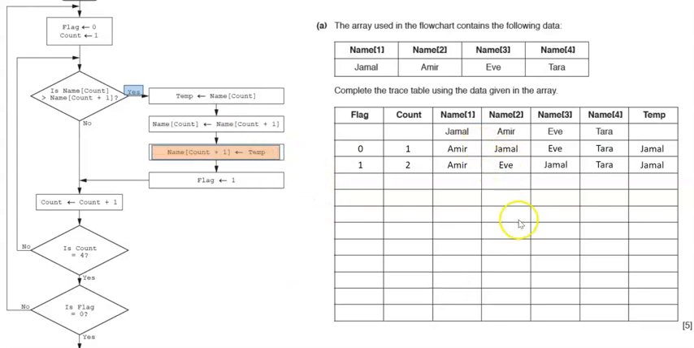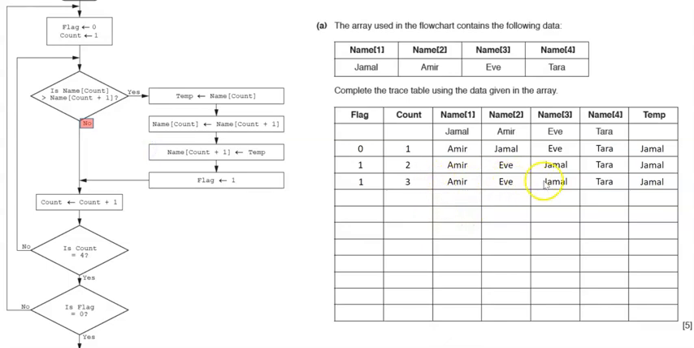And then temp is going to be put into index number three of our one-dimensional array. And flag is not changed to one because it is already one. So we only increment our counter. And we've got is count equal to four. Now, at this point in the list, if we look at this, A, E, J, T, it's already in alphabetical order. So when we get to this one here, is name count greater than name count plus one? The answer is going to be no.